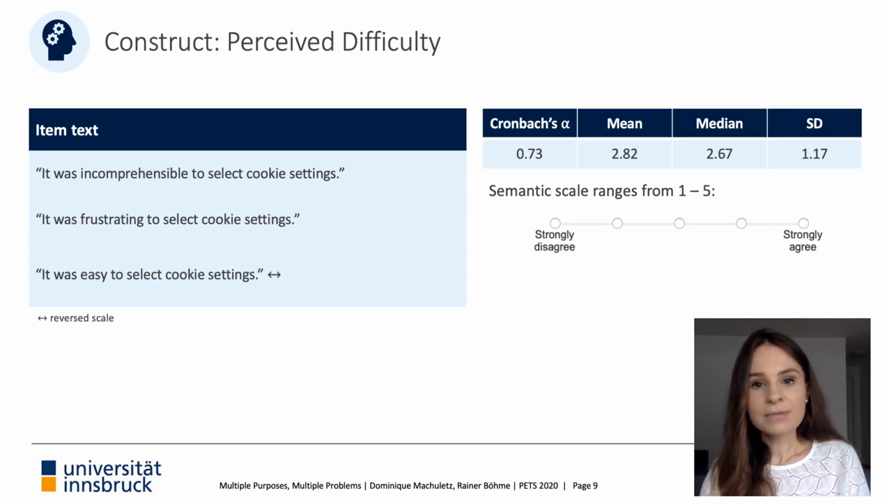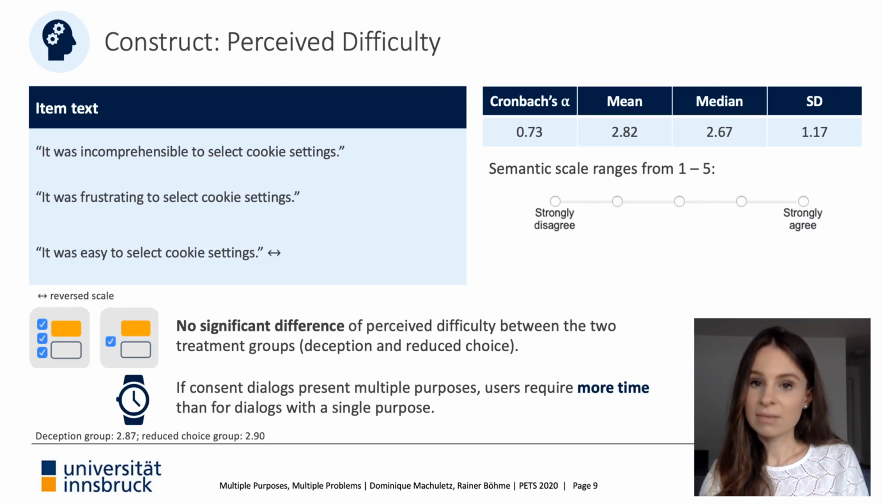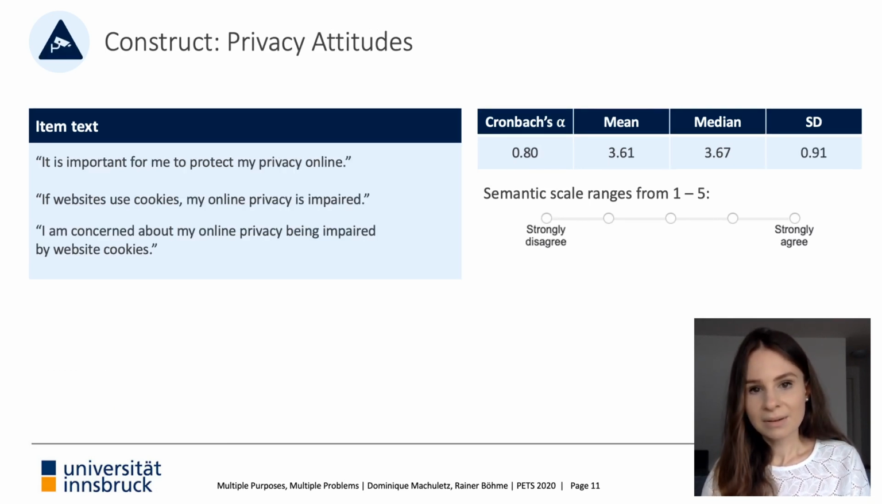When measuring the difference between the deception group and the group with the reduced choice options, we do not find significant differences. However, participants needed significantly more time to respond to the dialogue if presented with more choices. This at least gives hope that users can deal with multiple purposes. You can find more things in the paper, but what's maybe worth mentioning here is the participants' overall privacy attitudes.